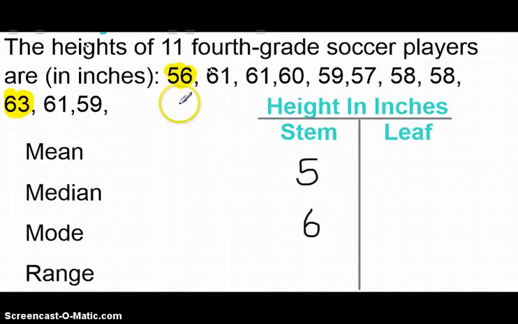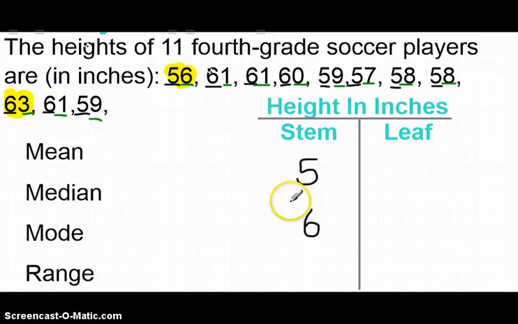Okay, let's get back to the problem. So our stems, we said, are the tens positions: 6 and 5. Now for the leaf positions, we have our ones. So 6, 1, 1, 0, 9, 7, 8, another 8, a 3, a 1, and a 9.